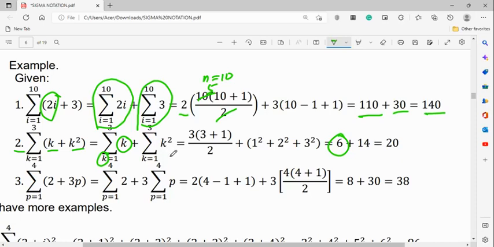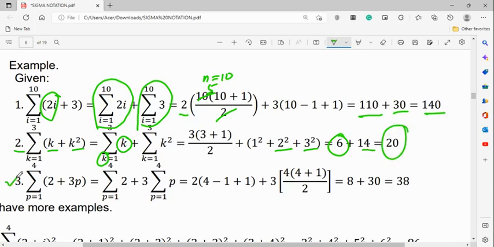Dito naman sa k squared, k starts from 1. So square natin yung bawat sunod-sunod na sequence, no? 1 squared, k is 2. 2 squared, k is 3. 3 squared. So 1 plus 4, 5 plus 9, 14. 6 plus 14 now is 20.